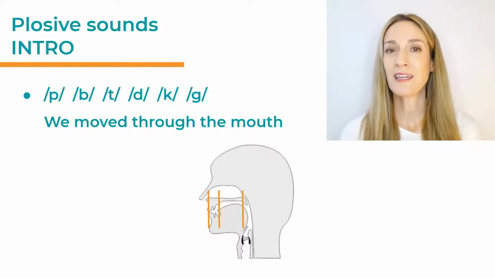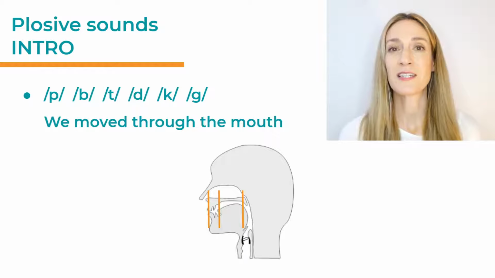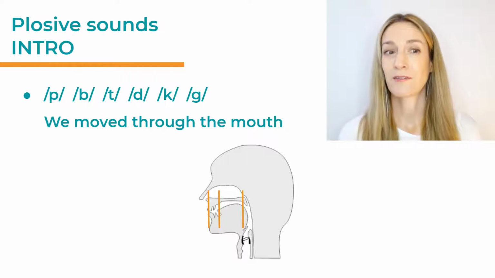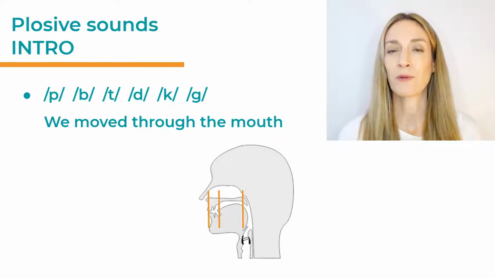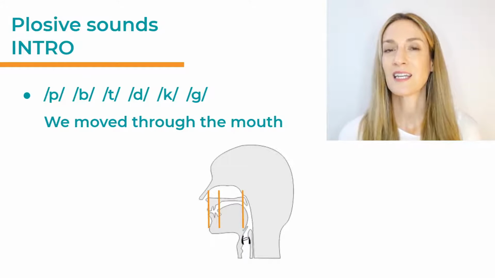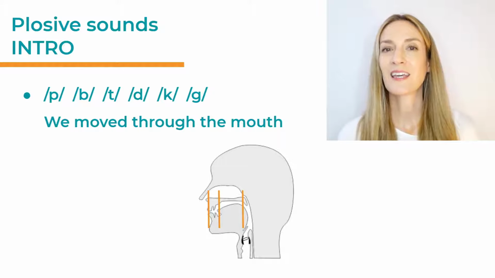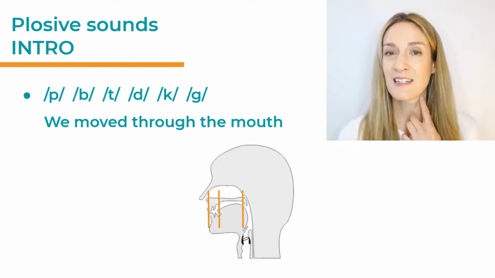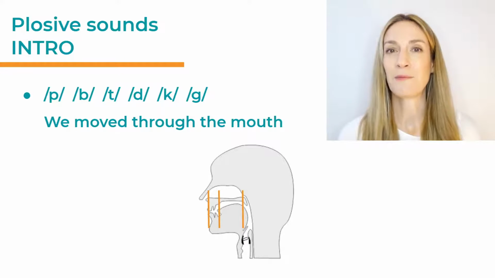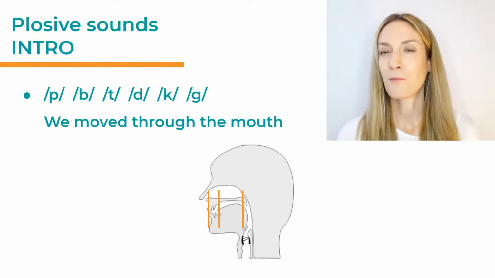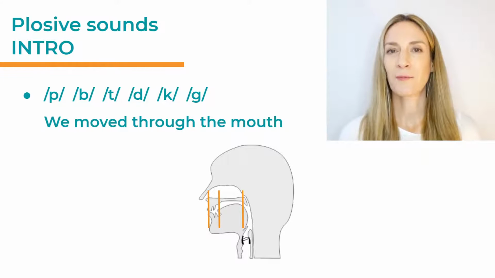Now there's something interesting that you might have noticed with these six plosives, in that we move through the mouth. For example, P, B, formed right here at the front of the mouth with both our lips closed. T, D, a little bit behind the top teeth, the tongue touches that little bump. And then K and G right at the end of the vocal tract where the velum is. So really we move through the mouth, and that is also why they are placed in that order on most phonemic charts.